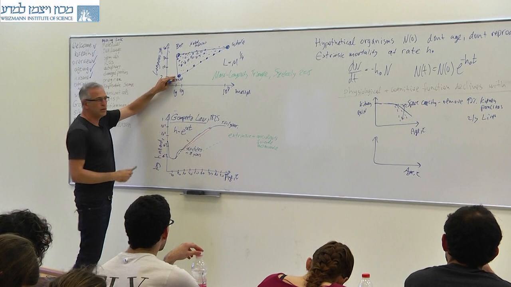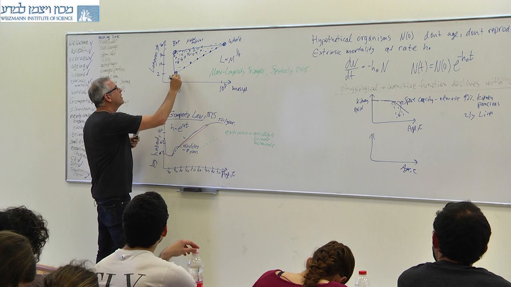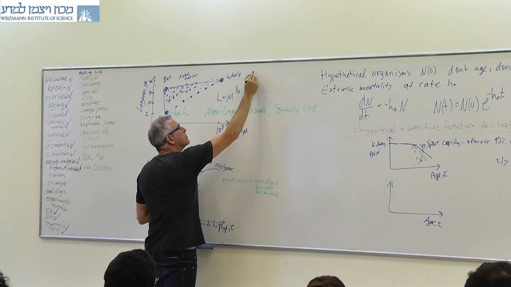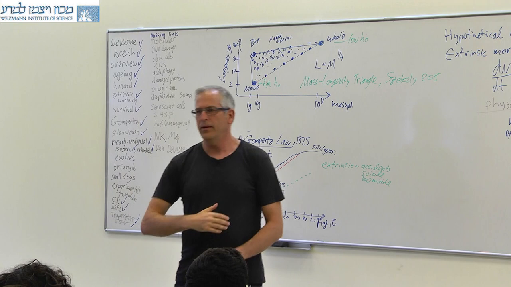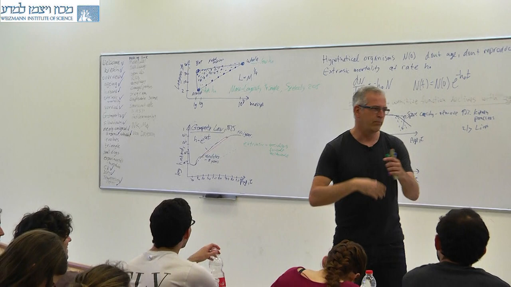But when your mass is large, you have low extrinsic mortality. So this is high extrinsic mortality. And the whales have very low extrinsic mortality. H0, remember, is extrinsic mortality. Because they're so big, nobody eats them. Also elephants, etc. And they have a different strategy. They grow slowly. They make a baby once in a while. They take care of the baby. They teach the baby. People are a little bit like that.